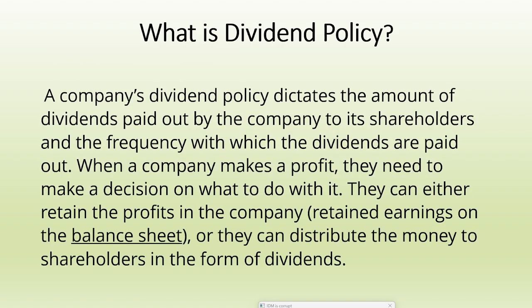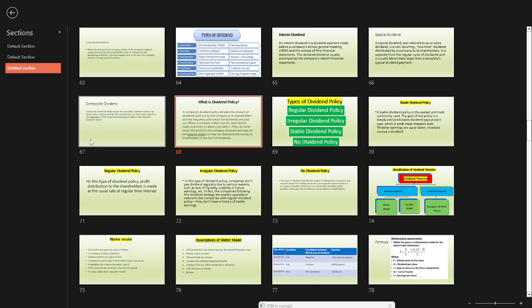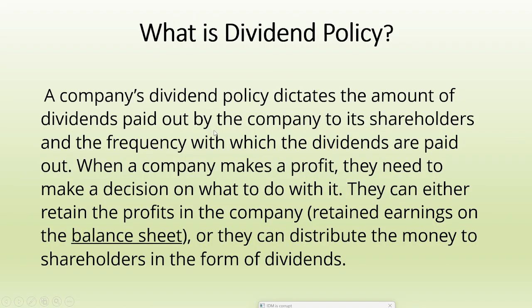Now the next topic is what is dividend policy. Every company has to pay the dividend. Okay, it's not necessary that all companies will pay, but many companies used to pay the dividend. Now whether to give the dividend or not, and then how much to give. When the company makes profit, then only they give, otherwise they do not give. These things are decided in the dividend policy. A company's dividend policy dictates the amount of the dividends.